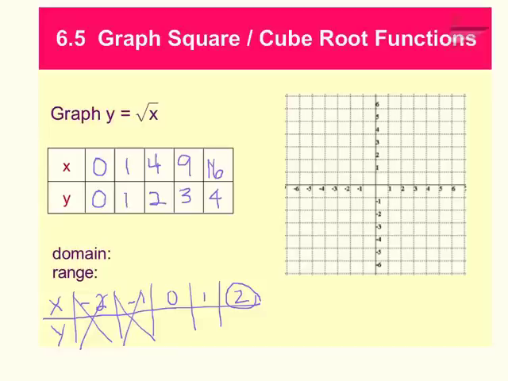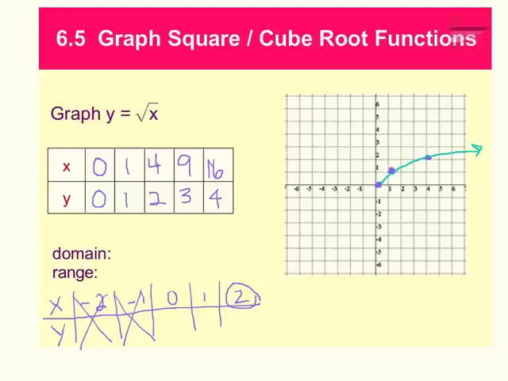So we have the point 0, 0. So I get my pen, here we go. Here's 0, 0. And then you have 1, 1. And then you have 4, 2. And 9, 3 is off my graph. But once we draw it in, it's going to look like this. If you were to turn this on its side, it looks like half of a parabola.